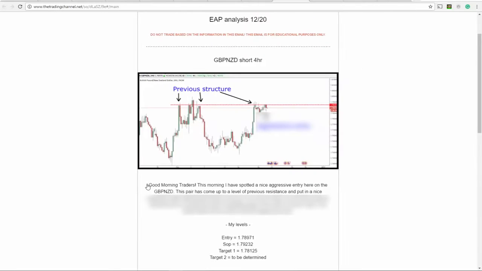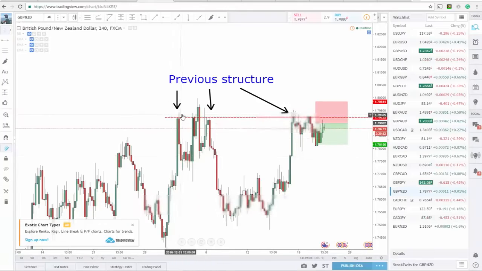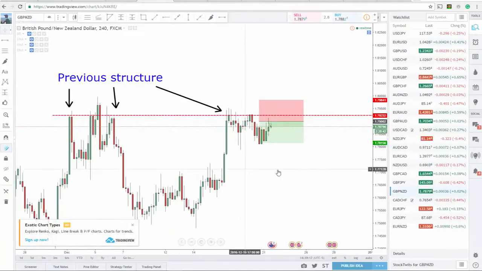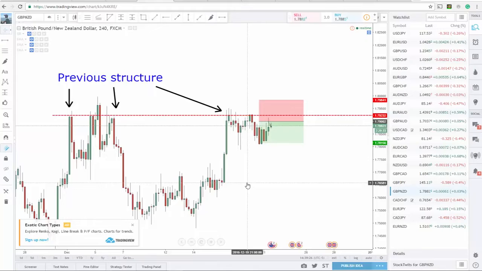As you can see, I did a brief but detailed description of why I would plan to enter this trade, giving traders my reasons for entry, and also, as always, I did put in my entry, stop, and target levels for this trade. And if we take a look at the pound New Zealand now to see how this analysis paid off. So the market came up to a previous point of structure, as you can see here, pointed out by my arrows, and then put in an entry reason based on the EAP system, which you can learn if you decide to take advantage of that EAP promotional offer that I'm running today.